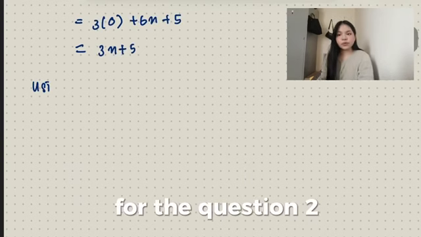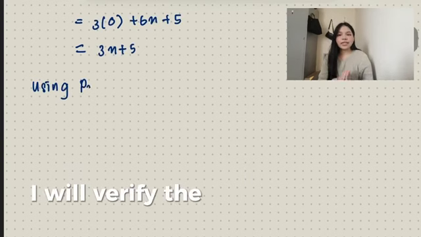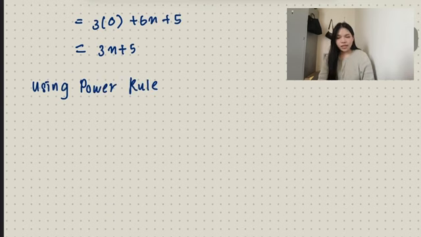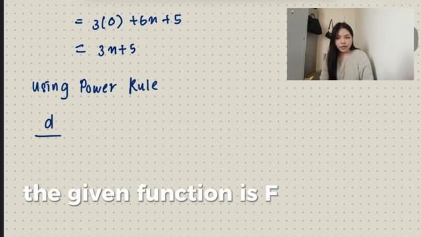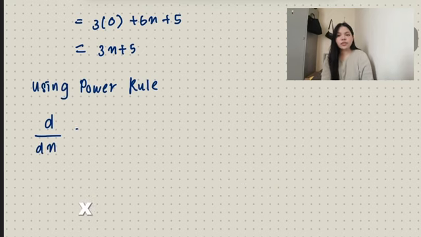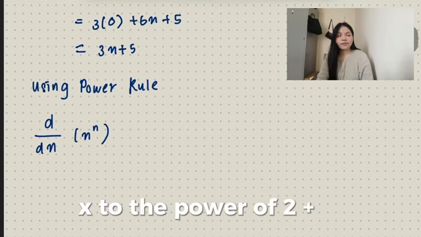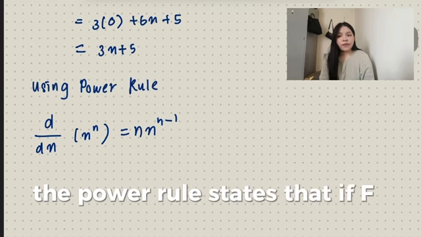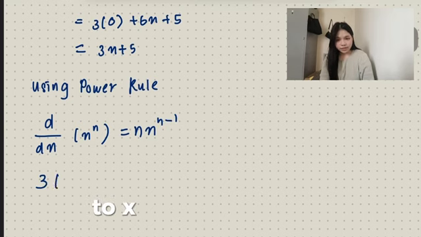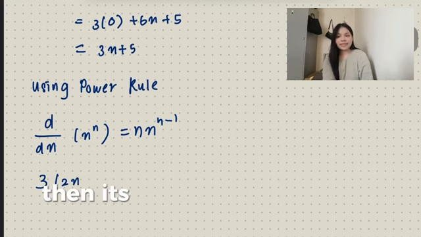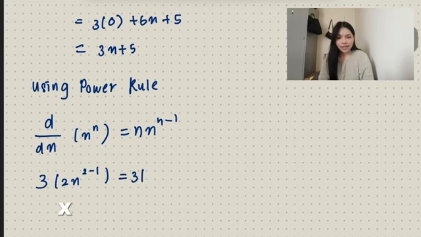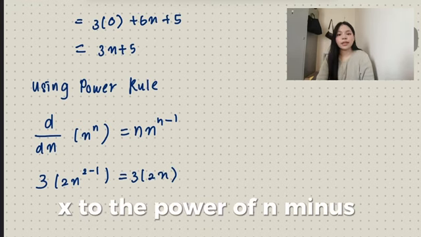For question 2, I will verify the derivative of the function using the power rule. The given function is f(x) equals 3x to the power of 2 plus 5x. The power rule states that if f(x) equals x to the power of n, then its derivative is f prime x equals nx to the power of n minus 1.